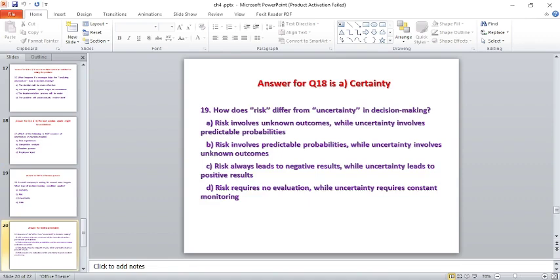Question number 19. How does risk differ from uncertainty in decision making? A. Risk involves unknown outcomes while uncertainty involves predictable probabilities. B. Risk involves predictable probabilities while uncertainty involves unknown outcomes. C. Risk always leads to negative results while uncertainty leads to positive results. D. Risk requires no evaluation while uncertainty requires constant monitoring. The answer for question number 19 is B. Risk involves predictable probabilities while uncertainty involves unknown outcomes.